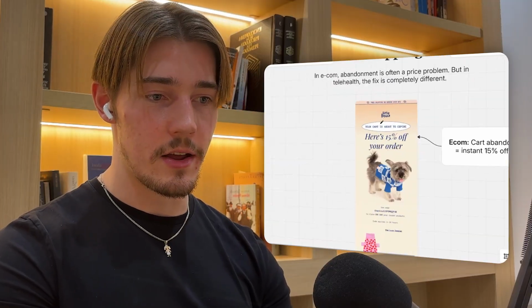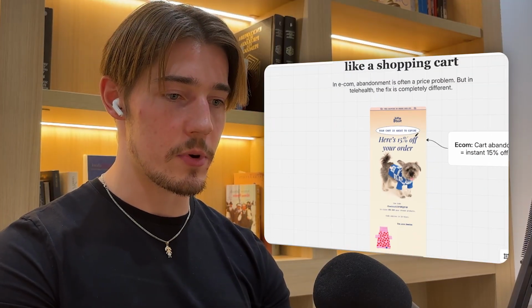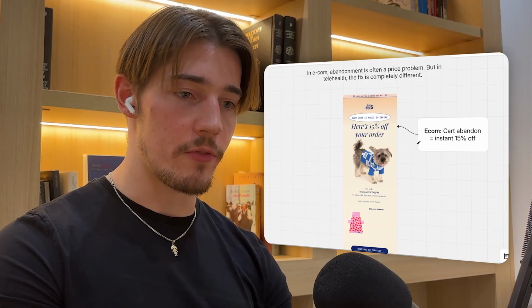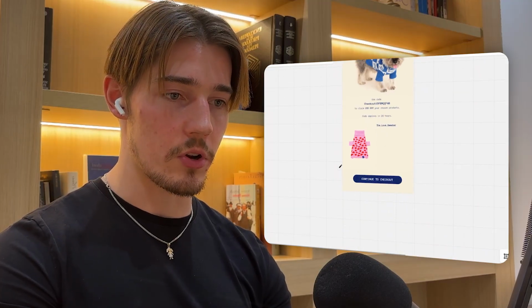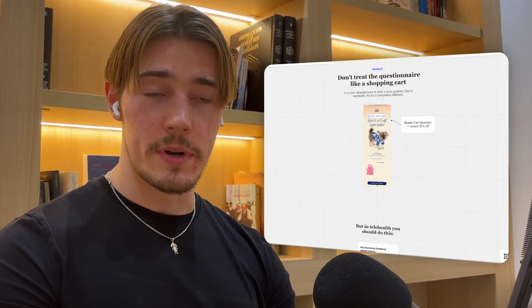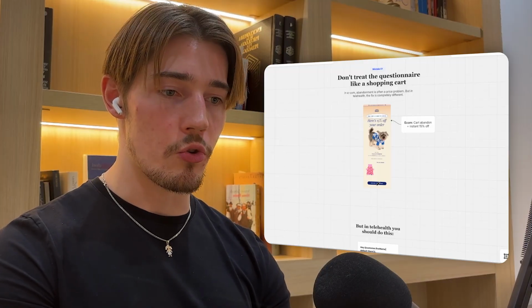So you can see here an example, traditional e-commerce. There's a cart abandonment flow, instant 15% off: your cart is about to expire, here's 15% off your order. And then there's the dynamic block of the product they were looking at and then continue to checkout. So that's pretty much it. Super simple. You don't really need to do anything else in this case. When it comes to telehealth, you should actually go much deeper.